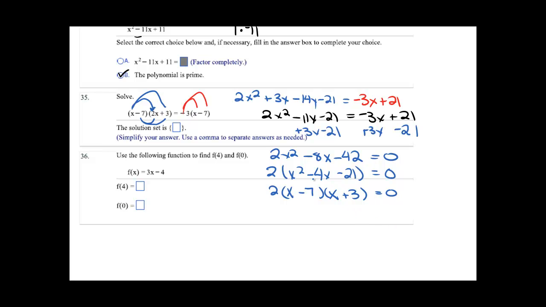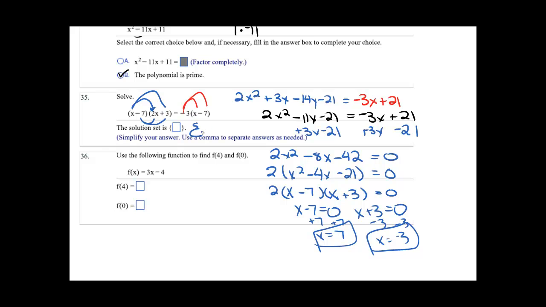Now this is all the hard work, but it's not the answer. To get the answer, we have to take and set each factor equal to 0. So x minus 7 is 0. X plus 3 is 0. The reason we're not taking 2 and setting that equal to 0 is because there's not a variable. We know that 2 equals 0 is not a true statement. So with our x minus 7 equals 0, we'll get x is 7. And with the x plus 3, we get x is -3. So here are our two answers. So the solution set is 7, -3.